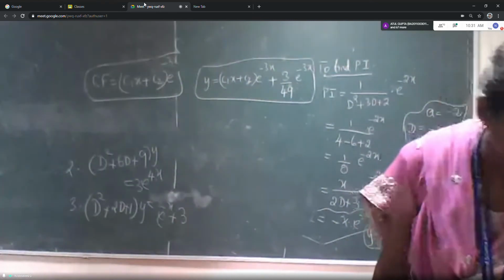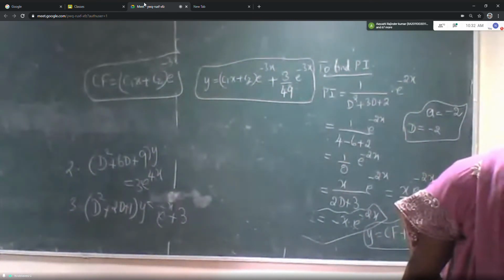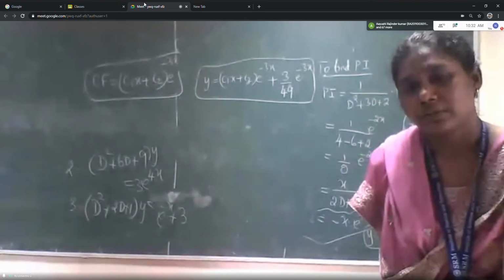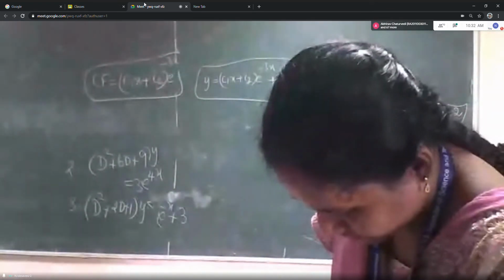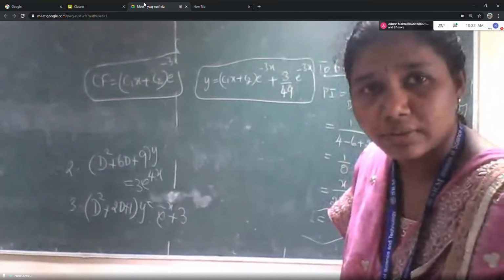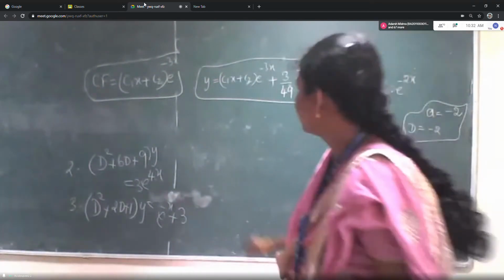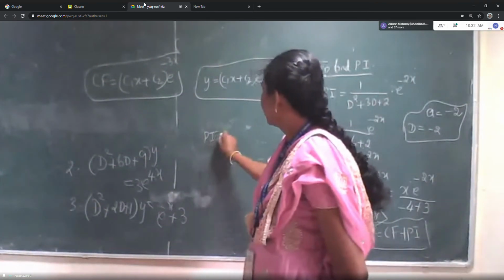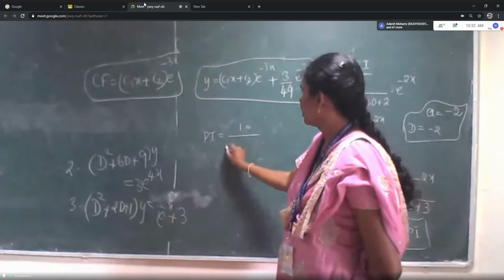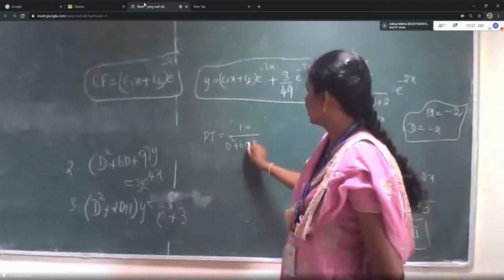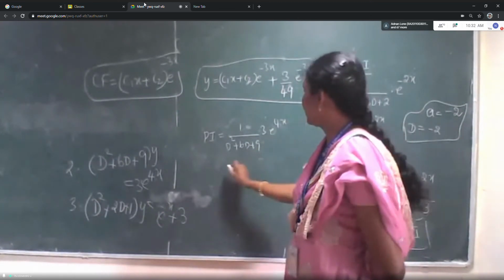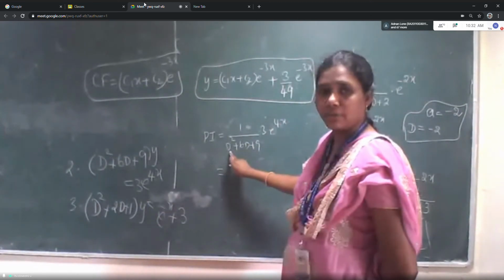Guys, everybody try to solve. Just like that, you don't copy, no use. Ma'am, e to the power 4x will come now, ma'am. Different answer you got. Ma'am, how e to the power minus 3x? It will be 4x, I think so. PI equal to 1 by, what will come, tell me? Ma'am, b square plus 6b plus 9 into e to the power 4x. What do we have to do? Substitute here 4.